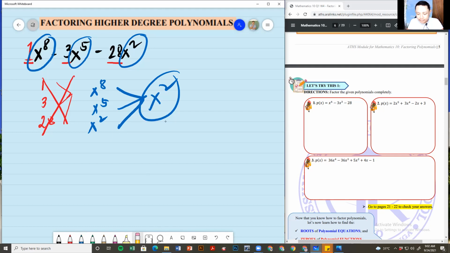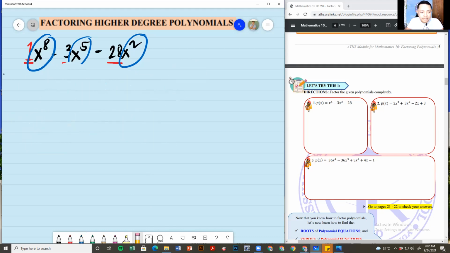Let's now continue. Now that it's clear that we have a common factor, let that common factor x squared be taken out. Now let's divide each term by x squared. Now we are back to the division of polynomials from last week. Tell me the remaining factor for this. Type it in the chat box, please. We divide each term by x squared because we are factoring out x squared. So what is the remaining factor?